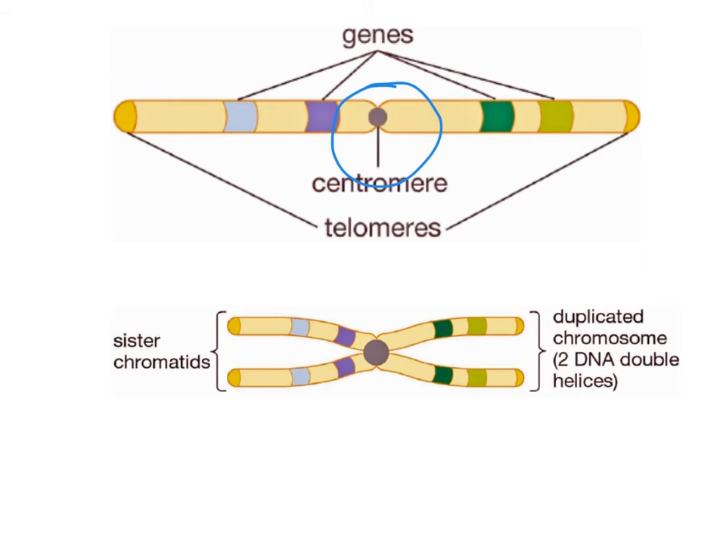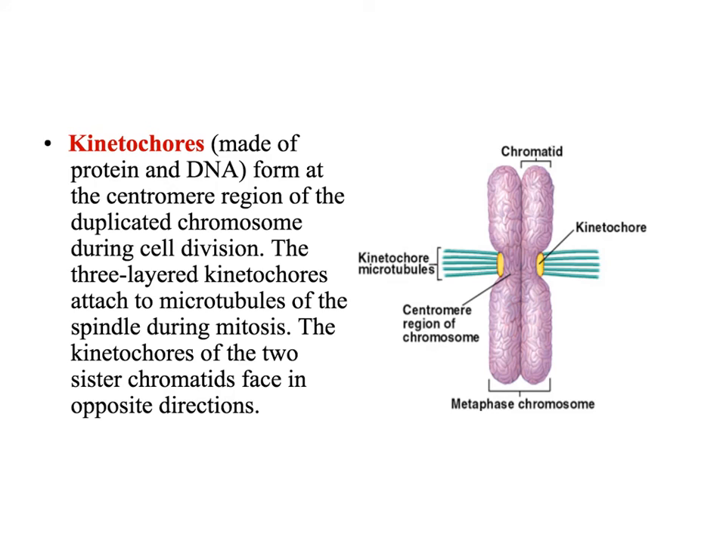Centromere region. Centromere is the center of a chromosome. When the chromosome is a duplicated chromosome, the sister chromatids are attached to each other at the centromere region. What is kinetochore? Kinetochore is composed of protein plus DNA, and it is in the centromere region of a chromosome. In this part, the centromere region, this yellow structure is called the kinetochore.